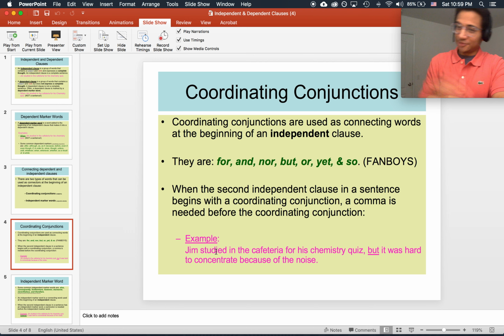So let's return to our example of Jim studying for a chemistry quiz in the cafeteria. Hopefully it's not too loud for Jim. Cafeterias can get loud.